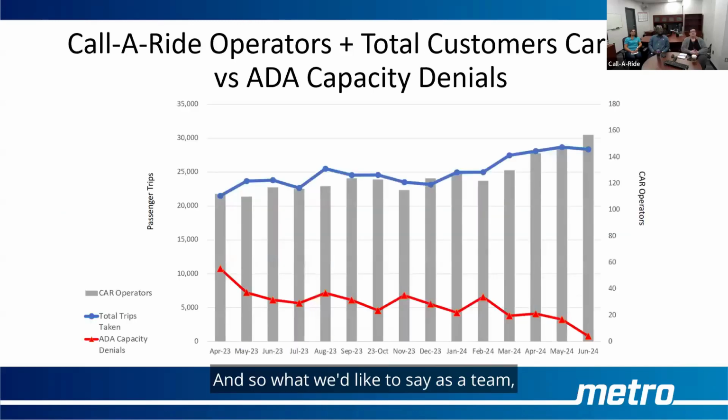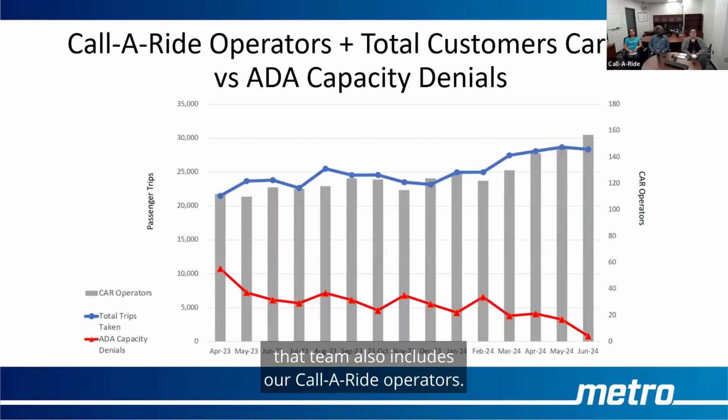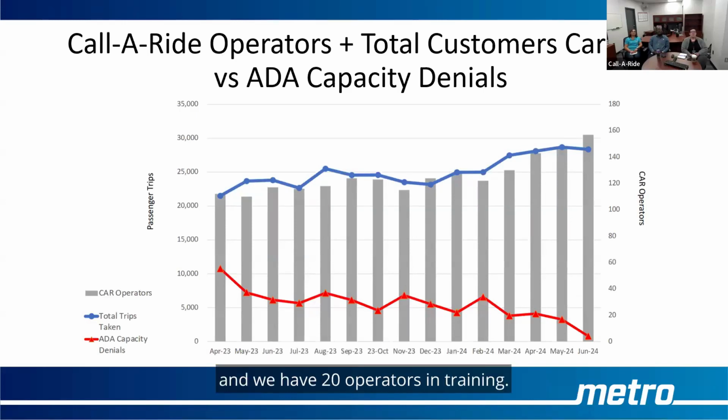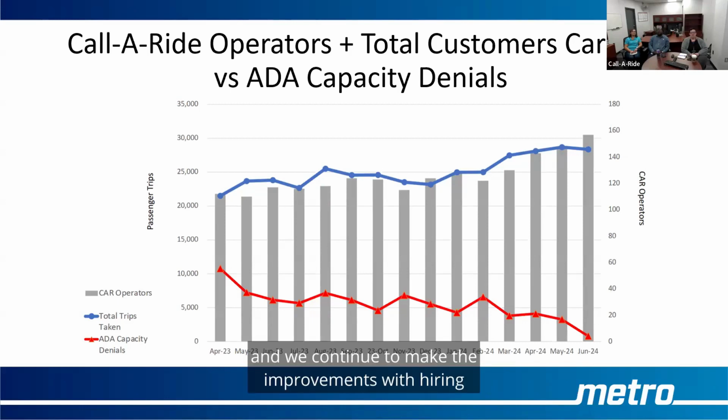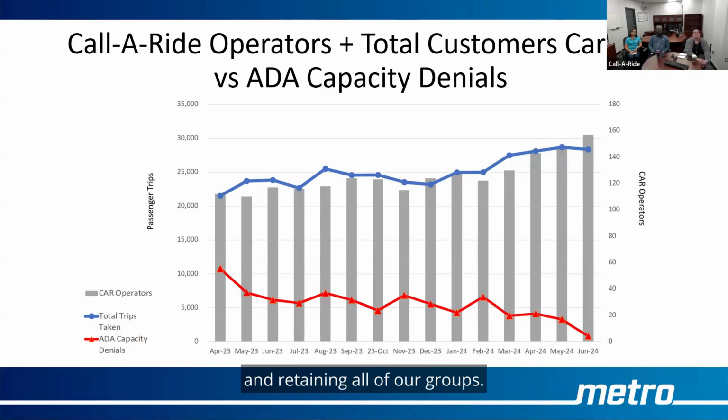And so what we'd like to say is that our team also includes our Colorado operators. Right now we're at 159 Colorado operators. We have 20 operators in training. So our operators are part of our team. They are the face of Colorado. And we continue to make improvements with hiring and retaining all of our operators. Thank you, Lisa.